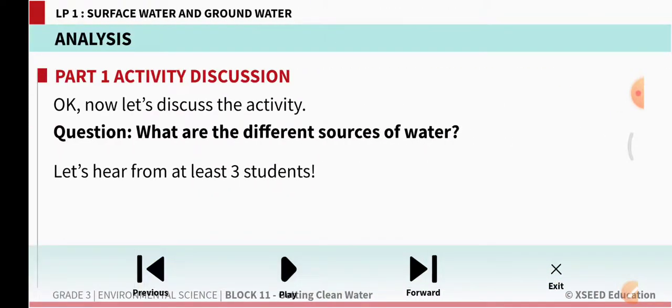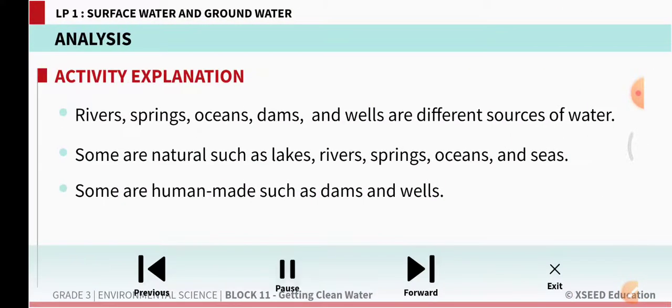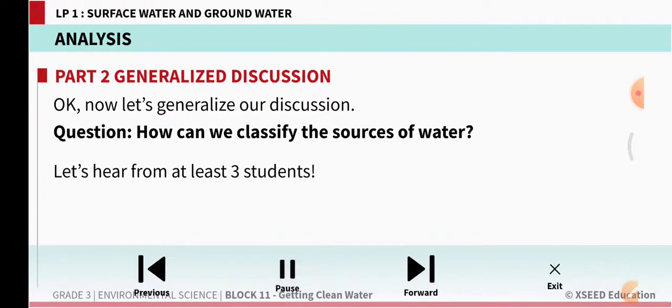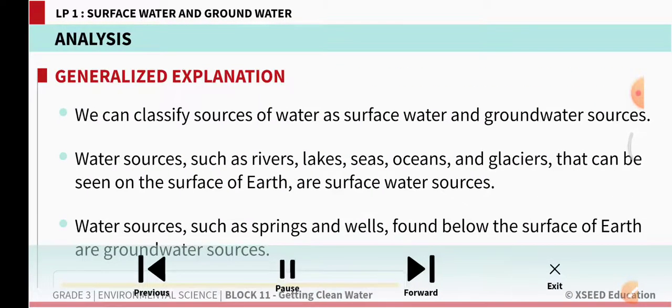What are the different sources of water? Rivers, springs, oceans, dams, and wells are different sources of water. Some are natural, such as lakes, rivers, springs, oceans, and seas. Some are human-made, such as dams and wells. How can we classify the sources of water? Let's summarize. We can classify sources of water as surface water and groundwater sources.